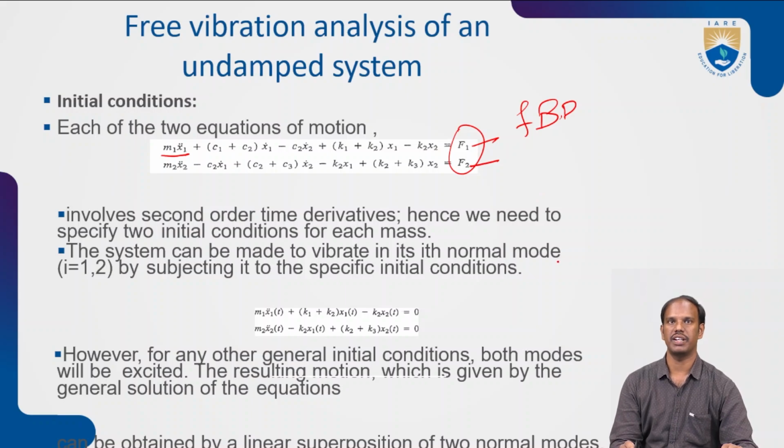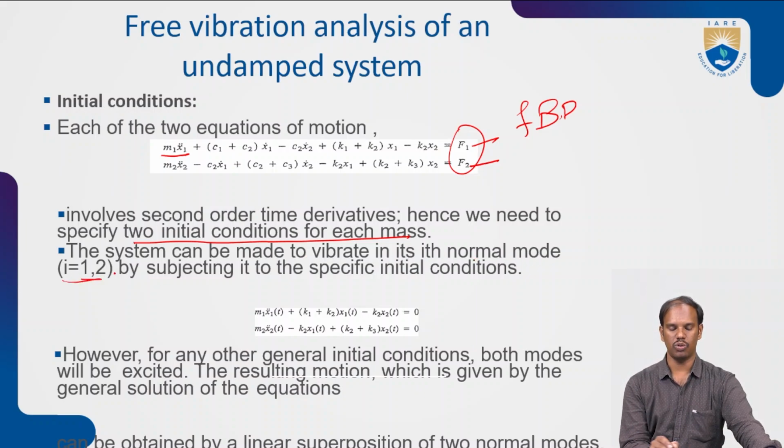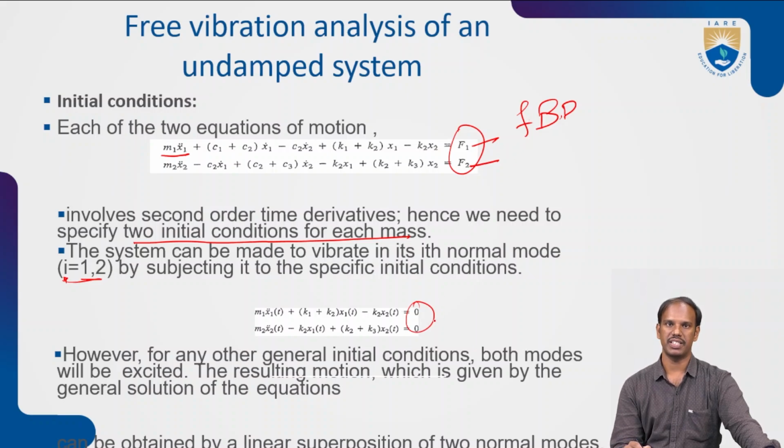The forces on this mass 1 and mass 2 involve second order time derivatives, which have been taken with the two initial conditions for each value. The system can be made to vibrate in these normal modes, i equals 1 and 2, by subjecting it to specific initial conditions as in the previous equation. This one equation we have taken as 0. That is, the forces are taken as an undamped system, right?